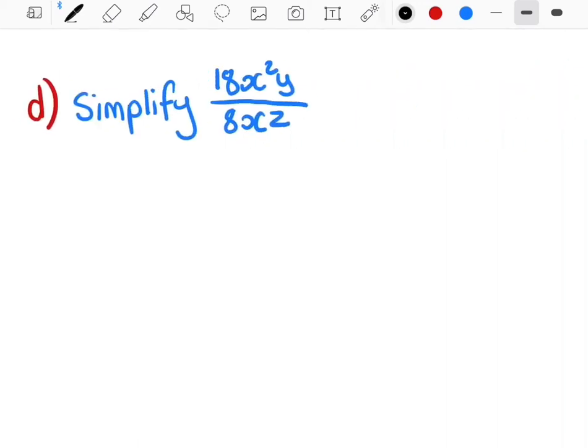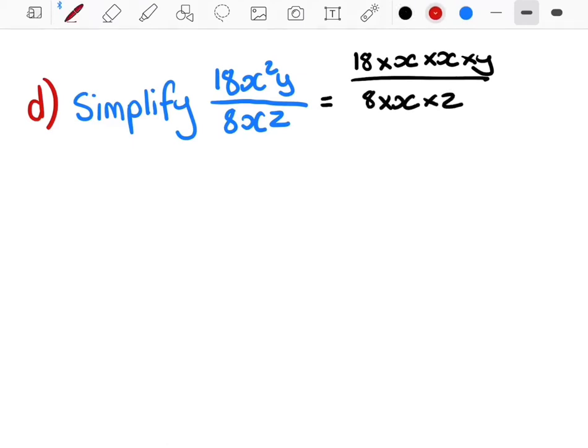Now if I go on to my next question, I've got 18x squared y divided by 8xz. What I'm going to do first off is write it in expanded form. So I'm going to have 18 times x times x times y all over 8 times x times z. First up again, I'm going to cancel down those numbers. What goes into both 18 and 8? Only 2, because they don't share any other common factors. So 18 divided by 2 gives me 9, and 8 divided by 2 gives me 4.